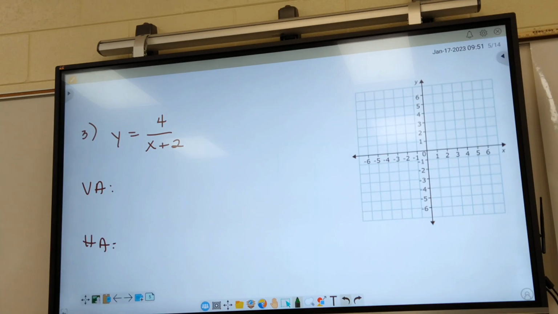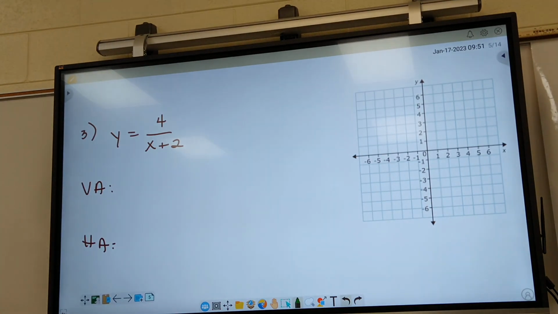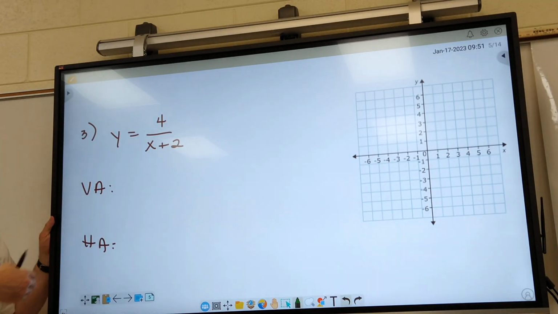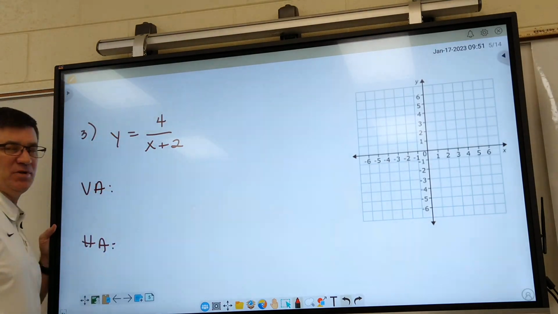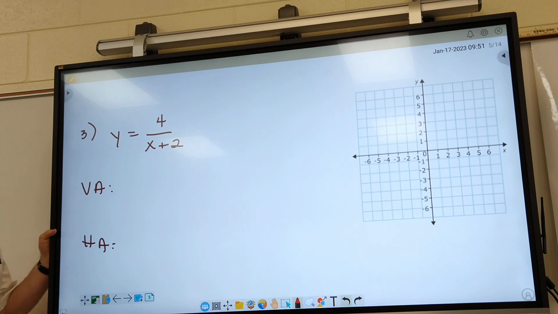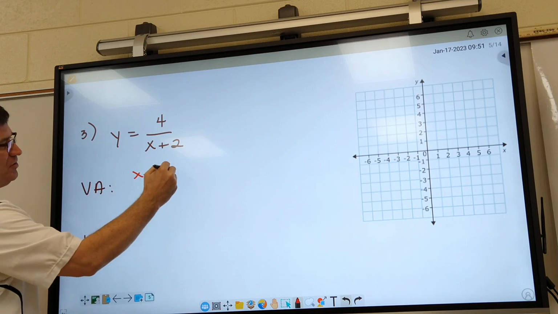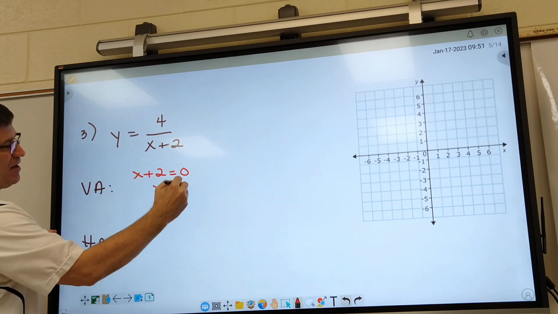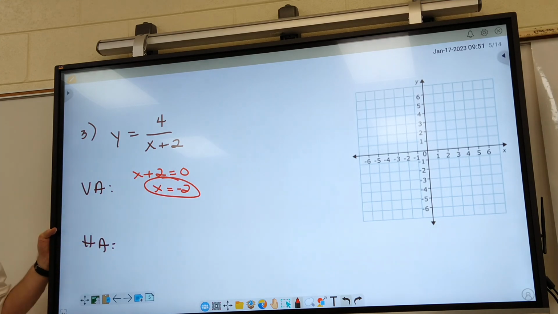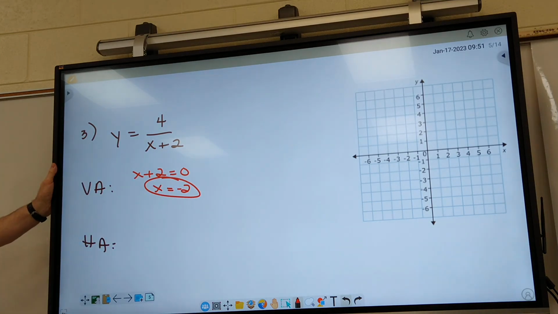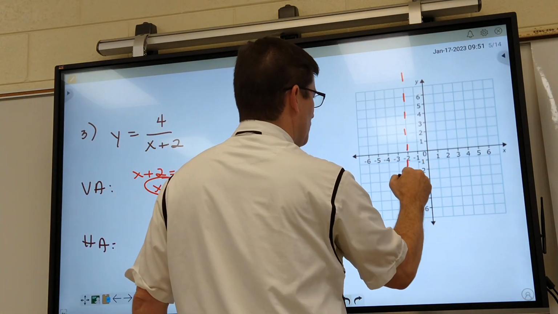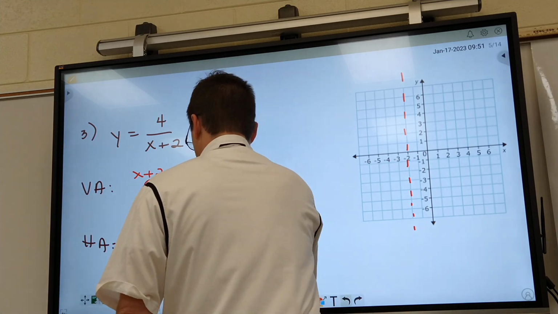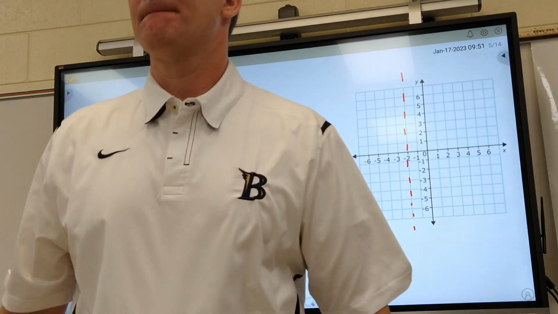All right, so I know 3, 4, and 5 are different problems because it's got written for you VA and HA. All right, the VA is the easy one to find. How do we do it? What do I bring down? X plus 2 equals 0. Does everybody understand how we got negative 2 for our vertical asymptote? So you need to put a dotted line at negative 2, and everybody should have 2 color pencils. If you don't, I can bring you some.